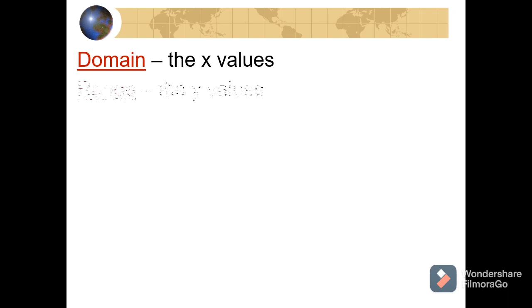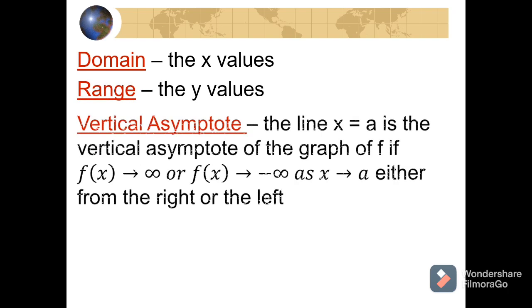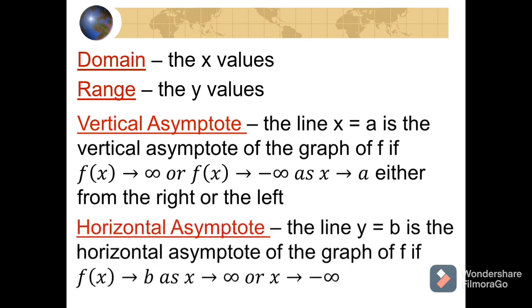Domain, the x values. Range, the y values. Vertical asymptote: the line x is equal to a is the vertical asymptote of the graph of f if f of x approaches infinity or negative infinity as x approaches a, either from the right or the left. Horizontal asymptote: the line y is equal to b is the horizontal asymptote of the graph of the function if f of x approaches b as x approaches infinity or negative infinity.